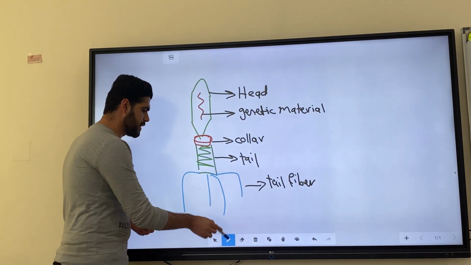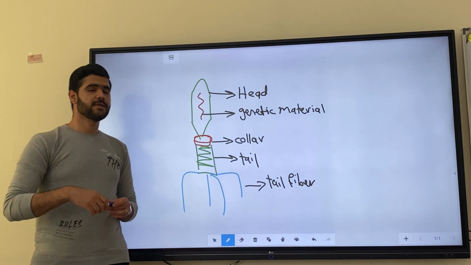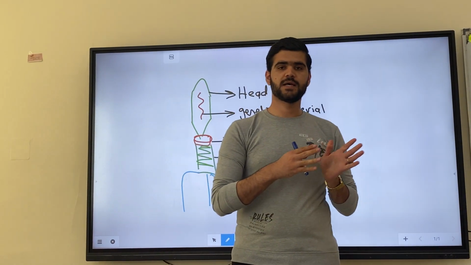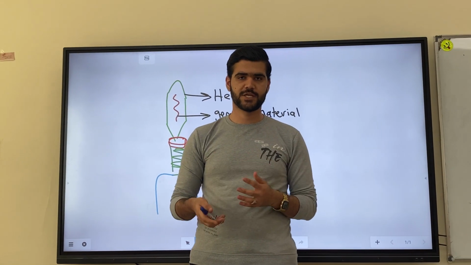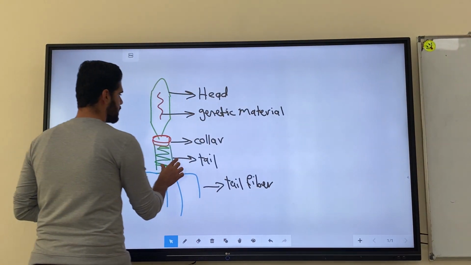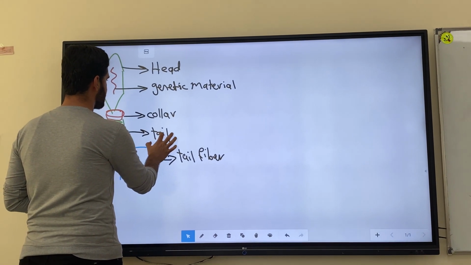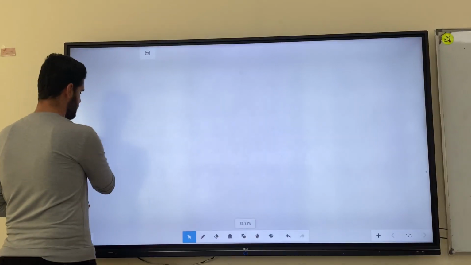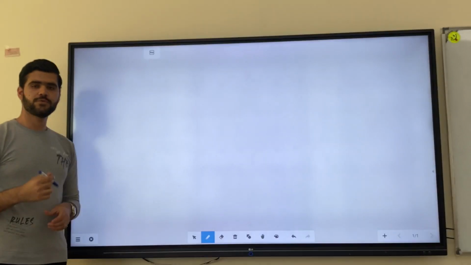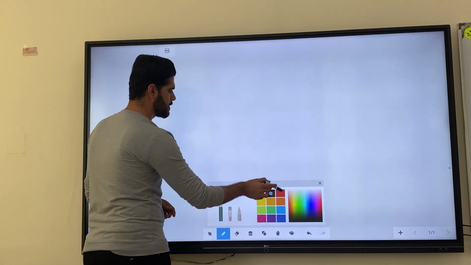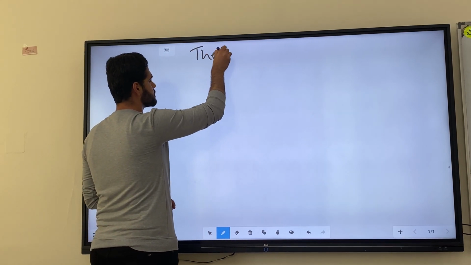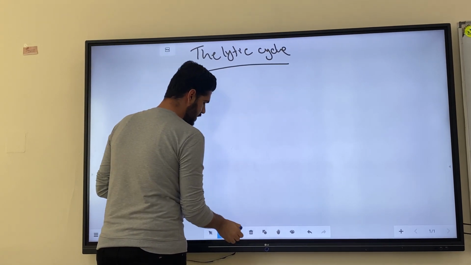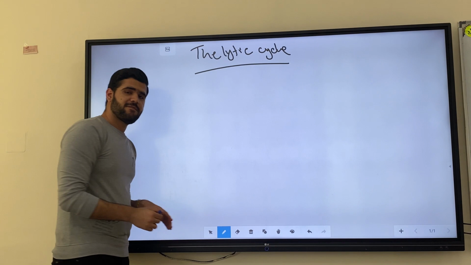Okay, now let's talk about the life cycles, or let's say the replication cycles of the viruses. The viruses use two types of replication. One is called the lytic cycle, and the other one is called the lysogenic cycle. We are going to talk about the lytic cycle first. In the lytic cycle, we have 5 steps.